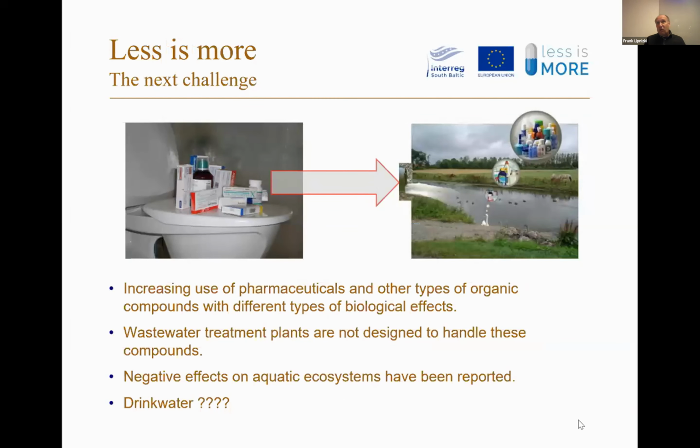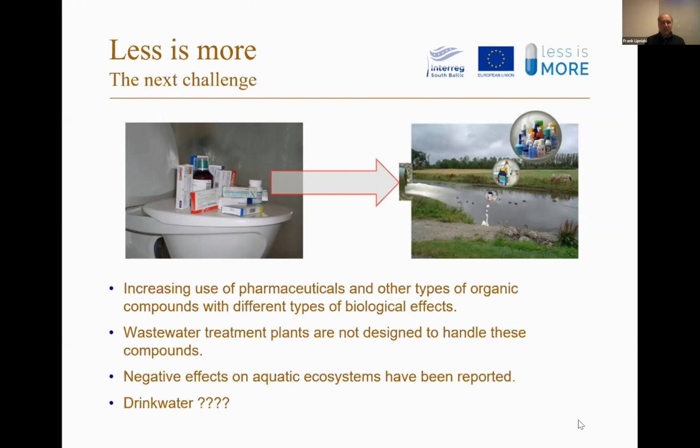We tested this concept on two pilots before we moved ahead to the next challenge. One of the next challenges we looked at was the increased use of pharmaceuticals and other types of organic compounds with different biological effects, which are entering our water system. Most wastewater treatment plants are not designed to handle these compounds. So quite often the pharmaceuticals go into the wastewater treatment plant and they come out at the outlet of the plant.